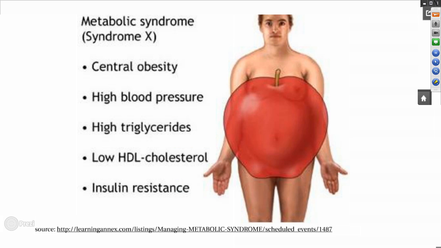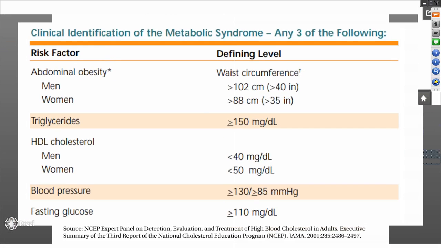So we can go ahead and qualify these measures. The ATP III guidelines have done that, and this is just qualifying what abdominal obesity means. What does it mean to have abdominal obesity?